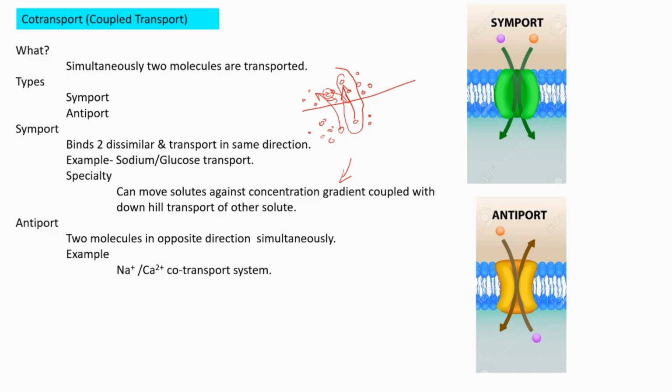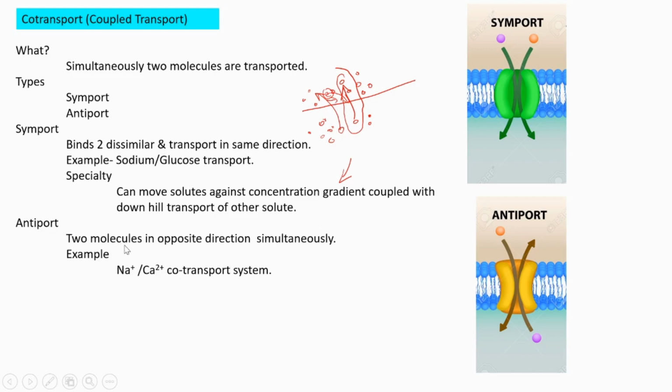Clear? Next is antiport. Anti means opposite. Here also two molecules are transporting, and those two molecules are transporting in opposite directions. Example, sodium calcium co-transport. Okay.